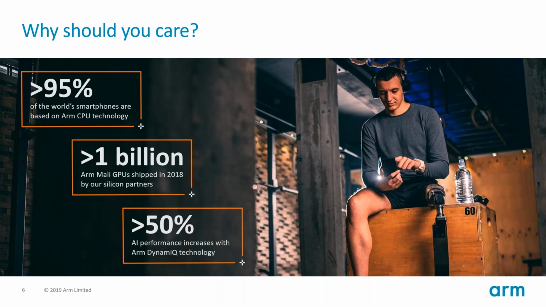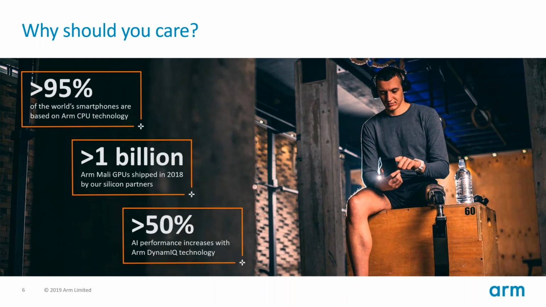In terms of why you should care about our tools in particular, a huge amount of the mobile phones in the market are based on ARM technology. Over 95% of the world's smartphones are based on ARM CPU technology, using either processors built and designed by us or processors using our architecture but built by our silicon partners. And in 2018, we shipped over 1 billion Mali GPUs into a wide range of markets, including smartphone and Android DTV.